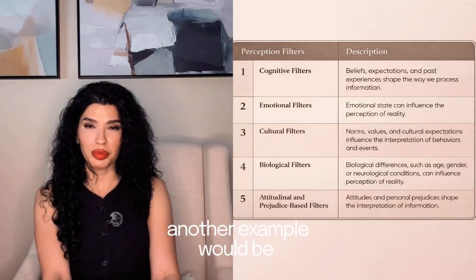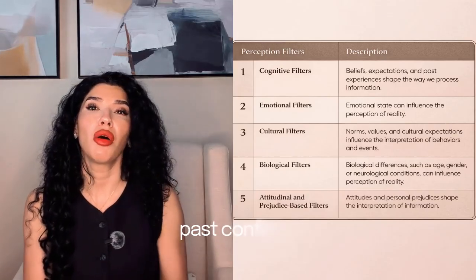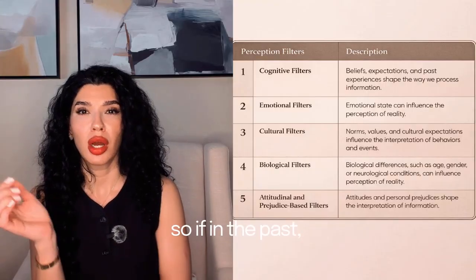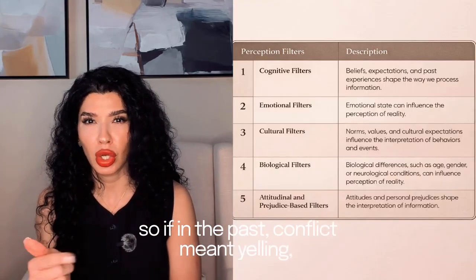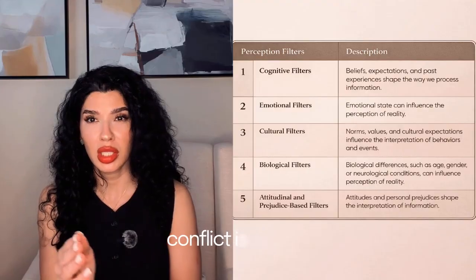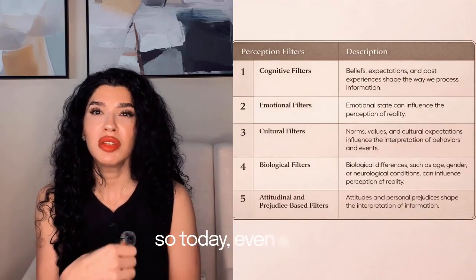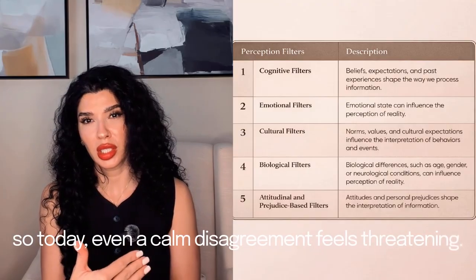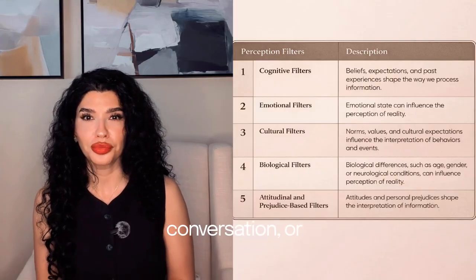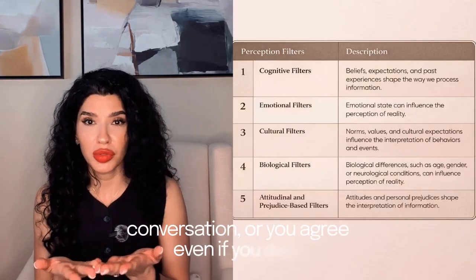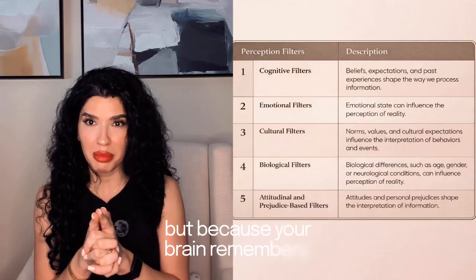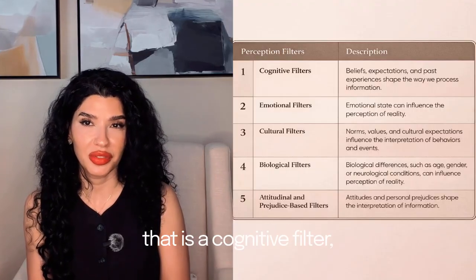Another example would be conflict. Past conflict will mean fear of disagreement. So, if in the past conflict meant yelling, rejection, or emotional punishment, your brain learned one thing: conflict is dangerous. So today, even a calm disagreement feels threatening. You stay silent, you avoid the conversation, or you agree even if you don't. And not because you are weak, but because your brain remembers. That is a cognitive filter.